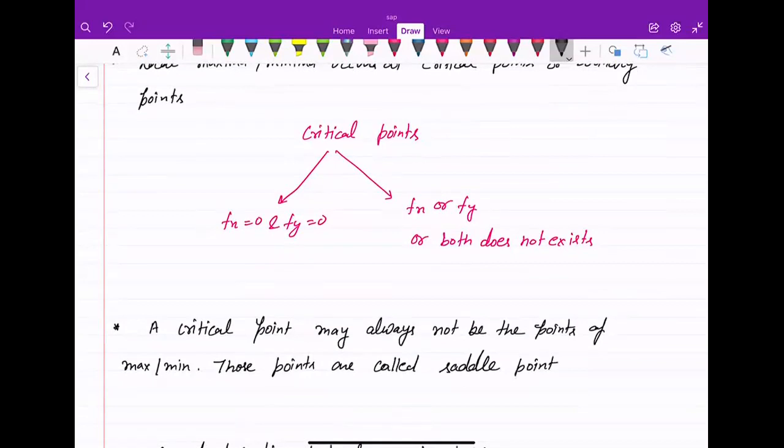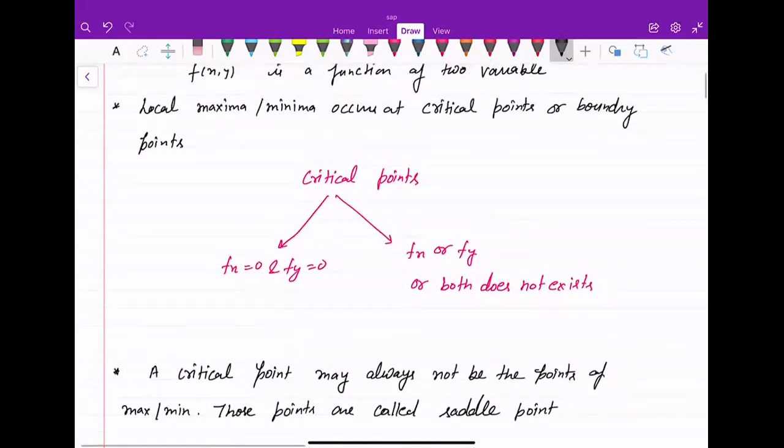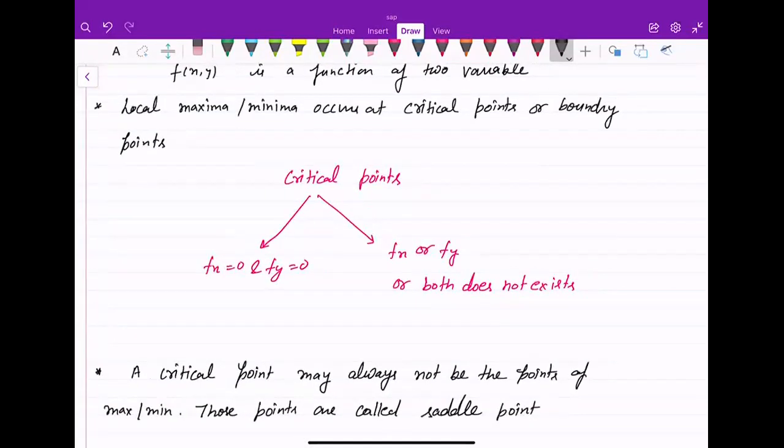We also discussed the saddle point. A saddle point means the point where the function has neither maxima nor minima. We did one example in the previous class where the function has a saddle point. That example was f(x,y) equal to y square minus x square. In the surrounding of the point, at some points the function has a maximum value and at other points a minimum value. So a saddle point is where the function has neither maximum nor minimum.